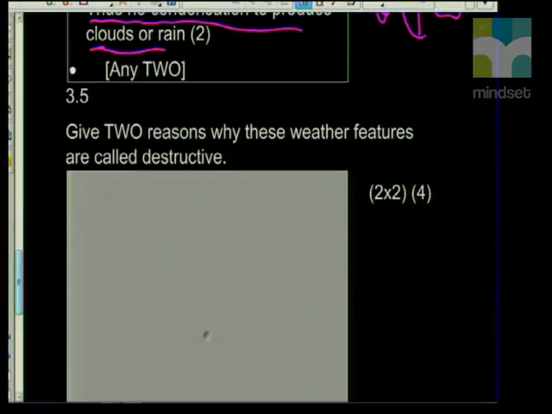Give 2 reasons why these weather features are called destructive features. You've already studied this. Again, if you identified it as a tropical cyclone, this answer becomes easy, learners, because you know strong winds destroy infrastructure, heavy rains flood areas. So it's destructive. No tropical cyclone is going to be something that is generally good for any country.